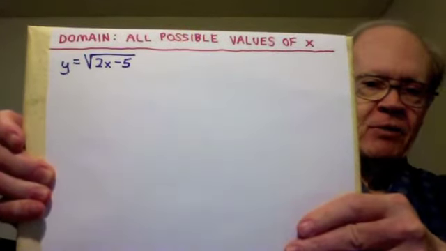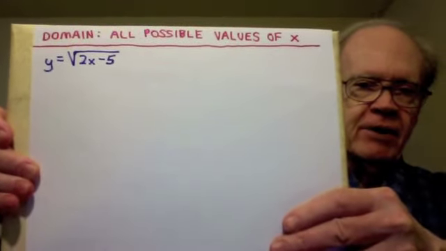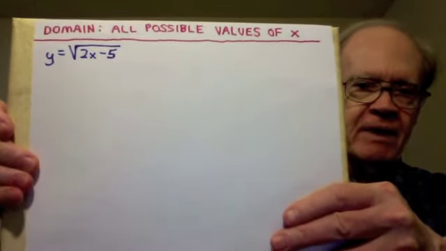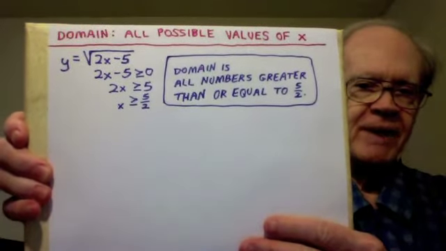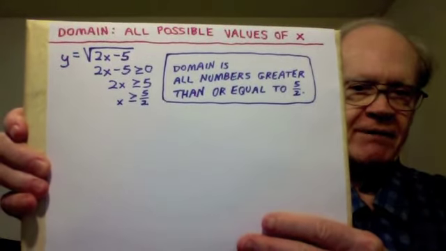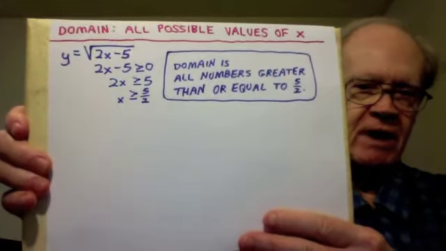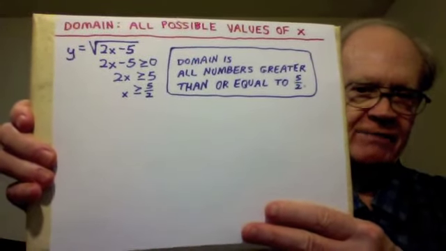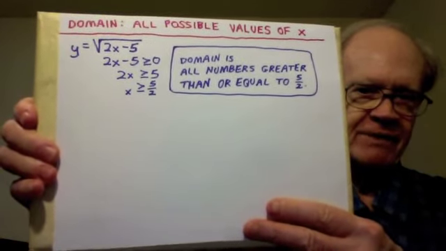Suppose you have this equation, y equals the square root of 2x minus 5. The rule for the domain here is that the expression under the root sign has to be greater than or equal to 0. So I set 2x minus 5 greater than or equal to 0. I add 5 to both sides, giving 2x is greater than or equal to 5. I divide both sides by 2, and I get x is greater than or equal to 5 halves. And so the domain of this equation is all numbers greater than or equal to 5 halves.